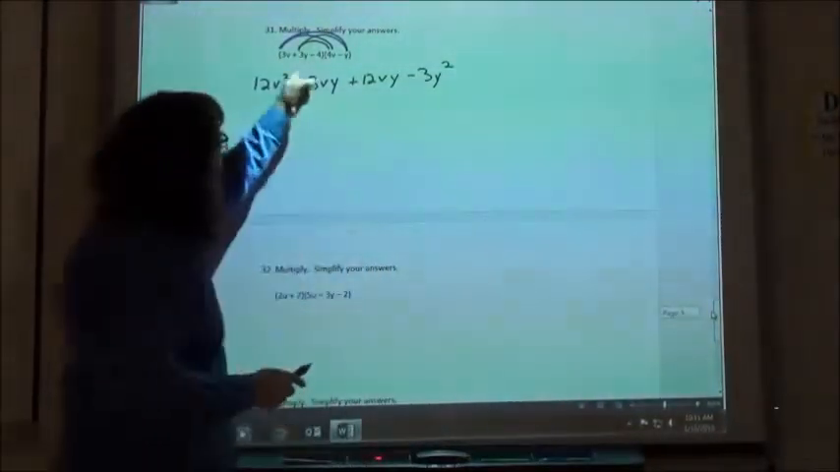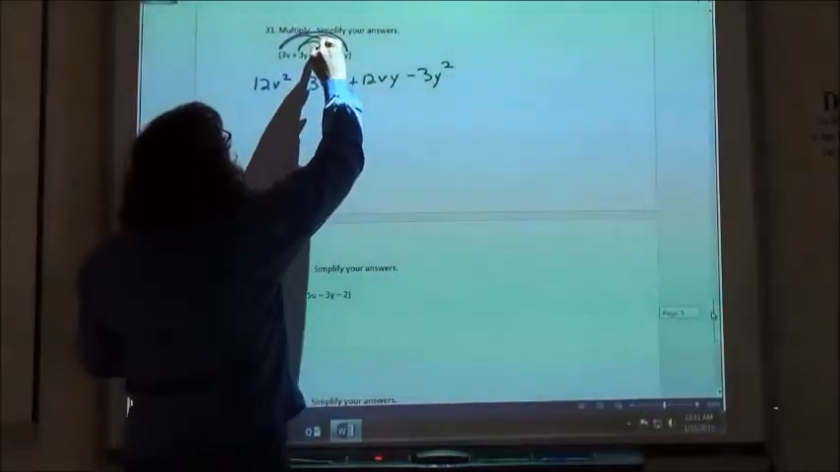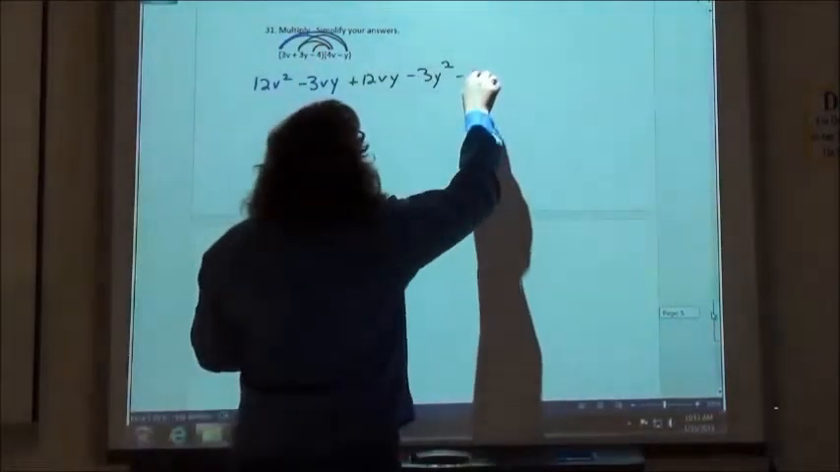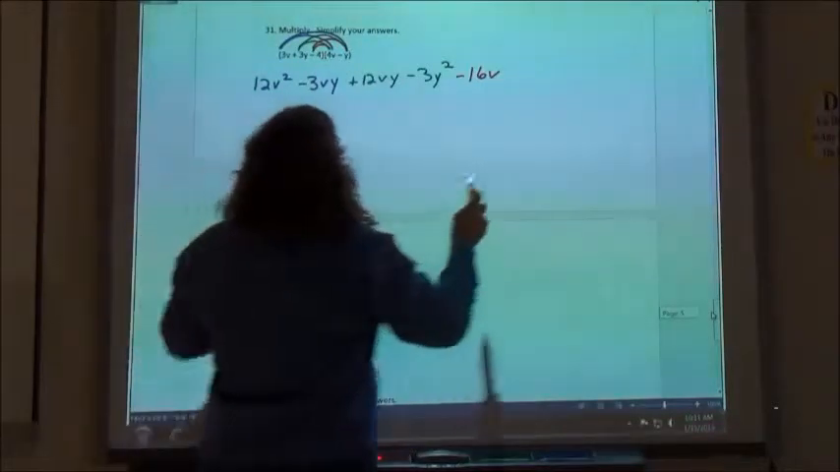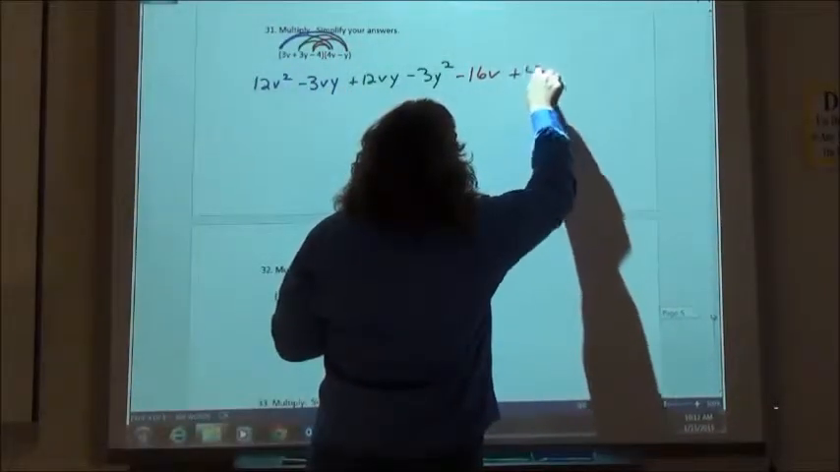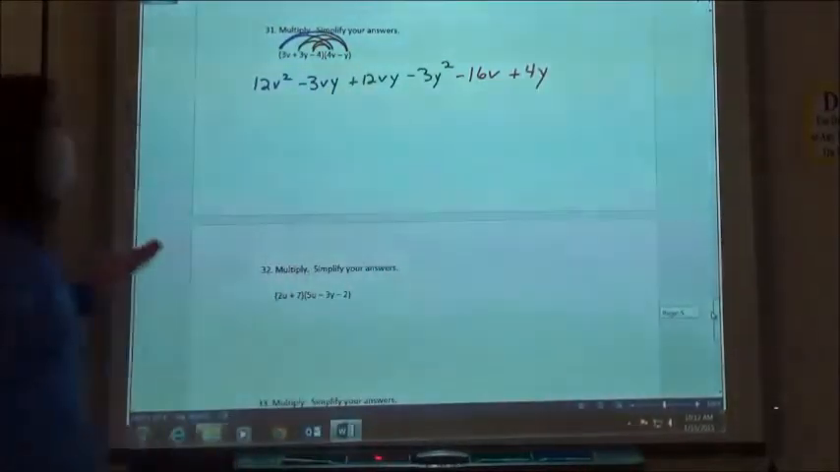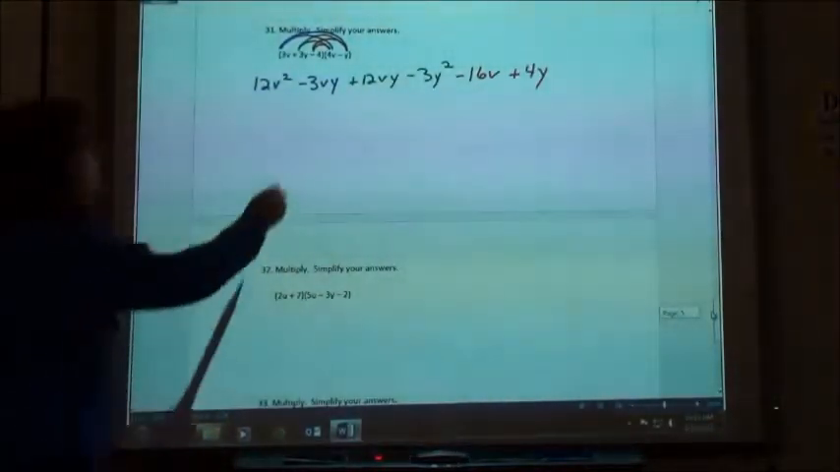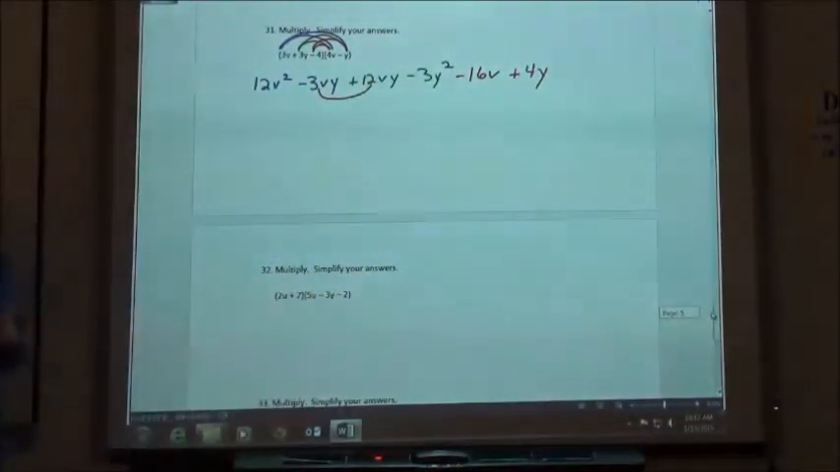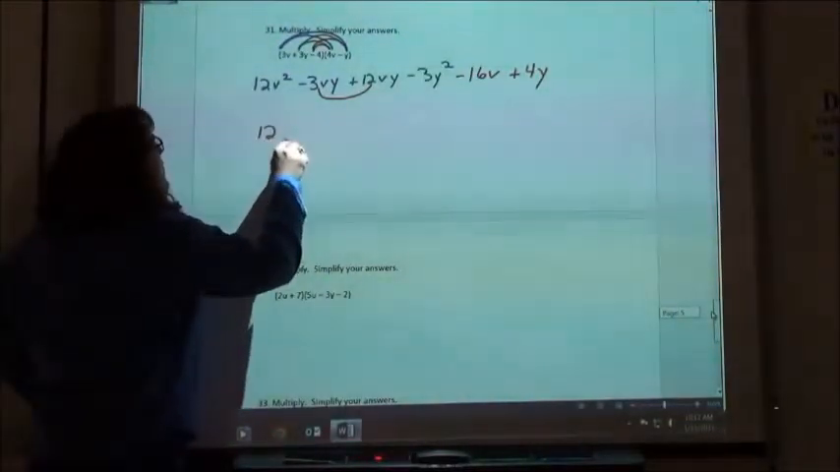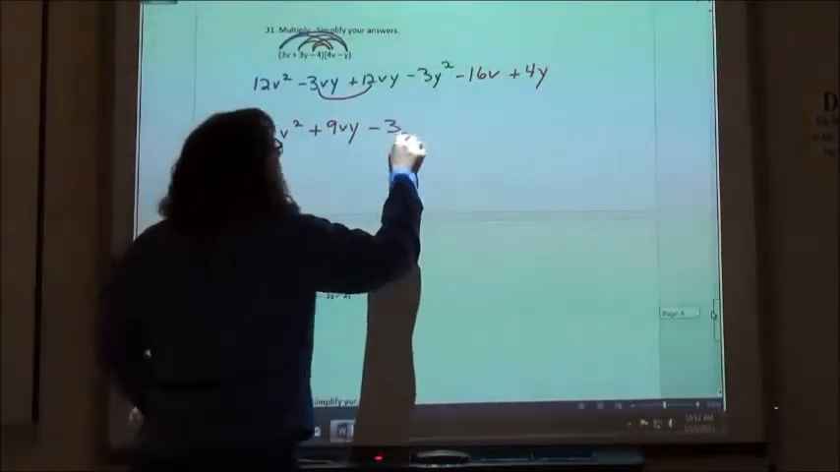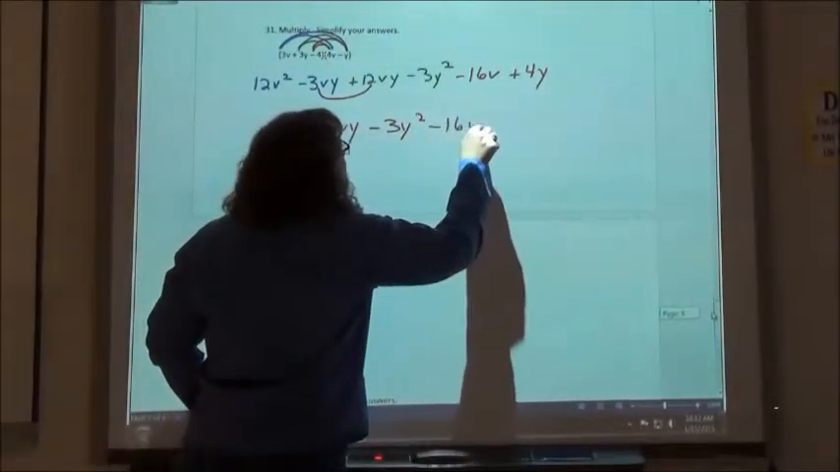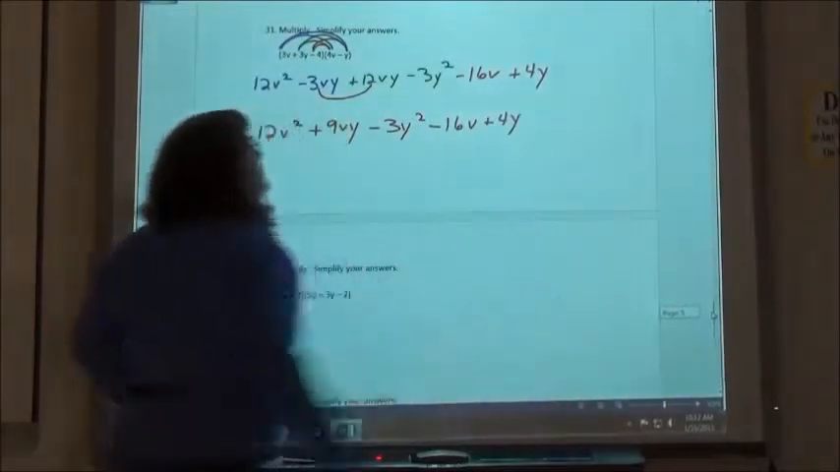And then I'm going to take that last term times both of those. Negative 4 times 4v was negative 16v. Negative 4 times negative y would be positive 4y. I'm then going to combine any like terms. Well, in this case, I just have that one pair of like terms that had the vy. So I have 12v squared plus 9vy minus 3y squared minus 16v plus 4y.